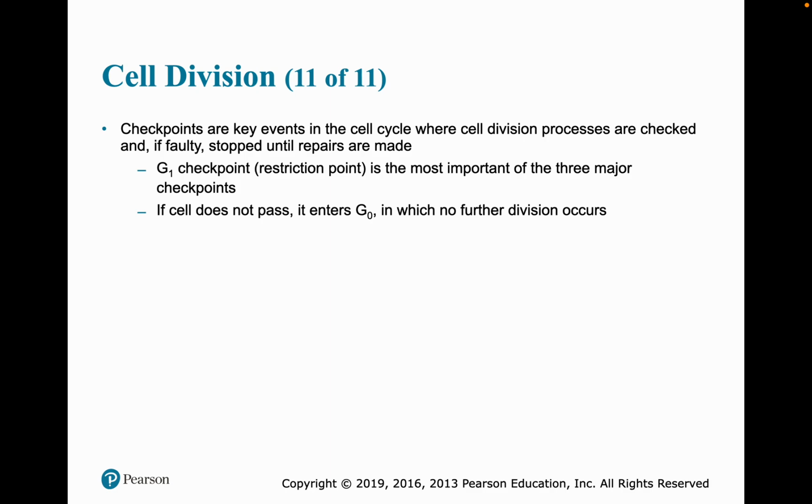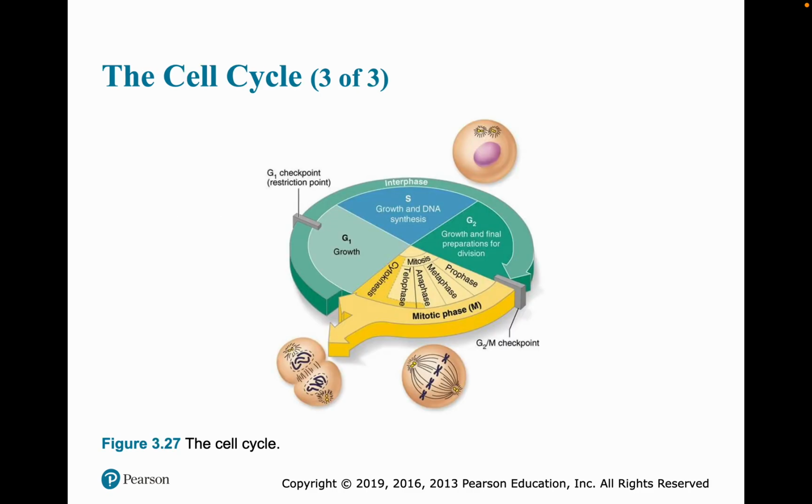There are a lot of checkpoints, several checkpoints. There were a couple on our diagram. There are probably many others. There's a G1 checkpoint. That's the most important. If it doesn't go through G1, it stays in G0 and no further division occurs. Again, that's cardiac cells, nerve cells, skeletal muscle cells to a certain extent. Here's that cell cycle one more time. And that's going to do it for this section.